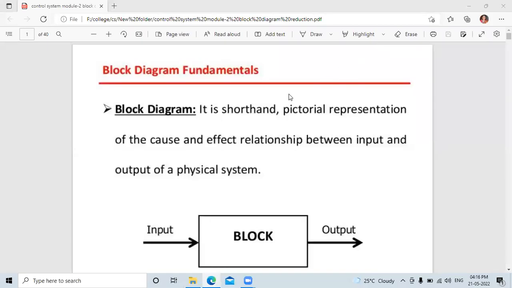Hi everyone. Today we shall discuss the control system subject, module 2. In that first unit, block diagram fundamentals. So first we shall know the block diagram.